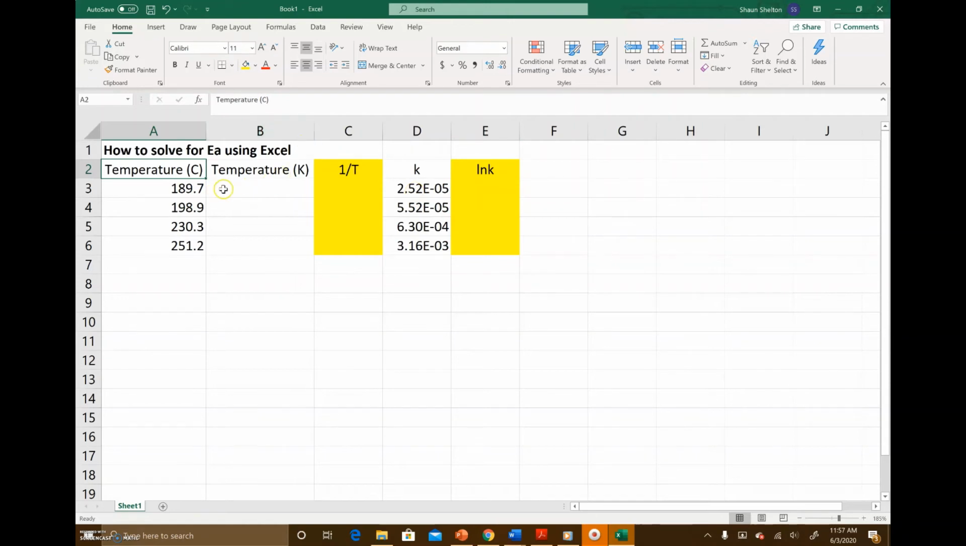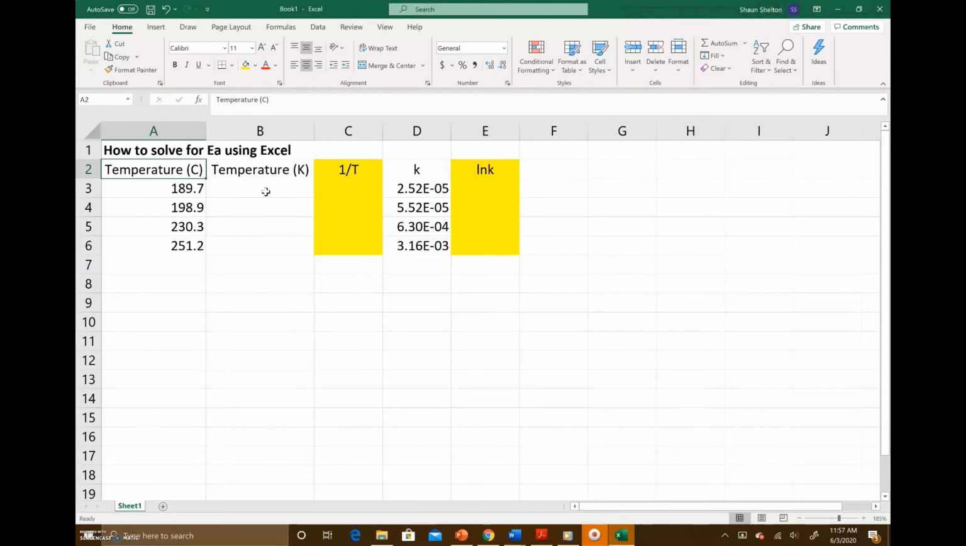So what I'm going to do is show you how we can go about Excel and use it to our advantage. If you've never used Excel, Excel is a very strong and powerful tool when it comes to doing these calculations and forming the graphs that you need. So let's get started here.